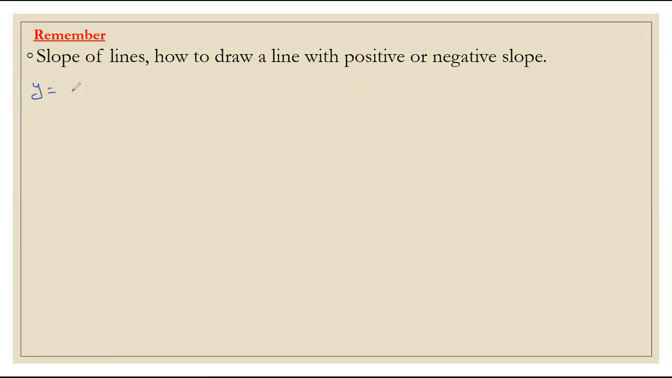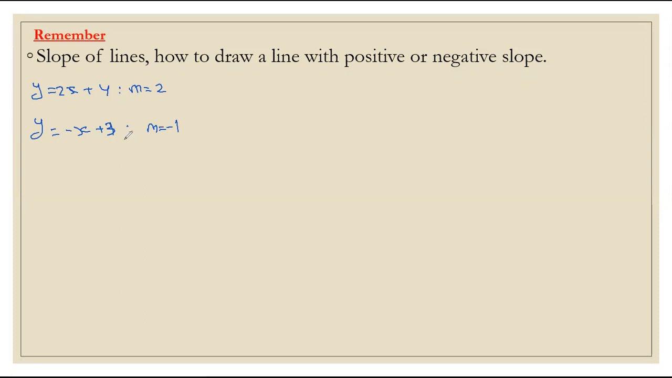What about if the line is y equal 2x plus 4? Could you please tell me the slope of this straight line? The slope is 2, the coefficient of x. So here the m is 2. What about y equal negative x plus 1? The slope here is negative 1. Always the slope is the coefficient of x.